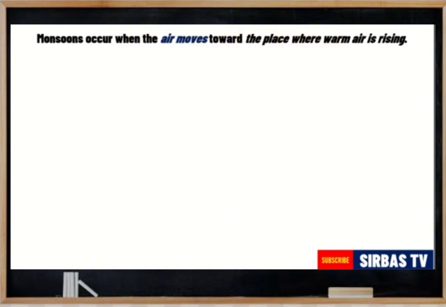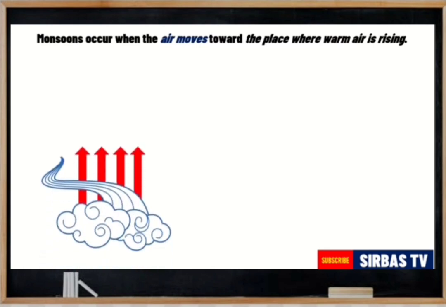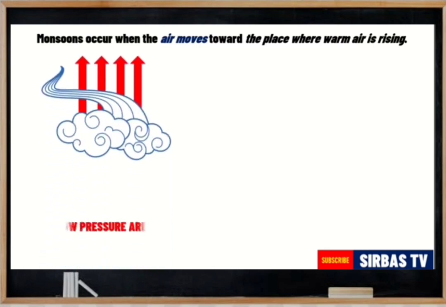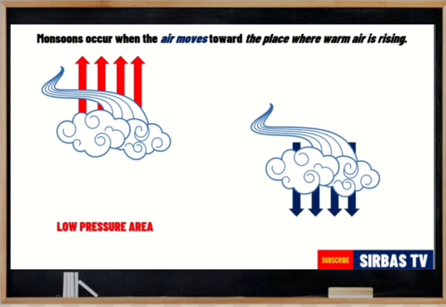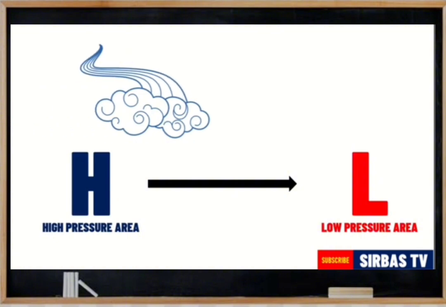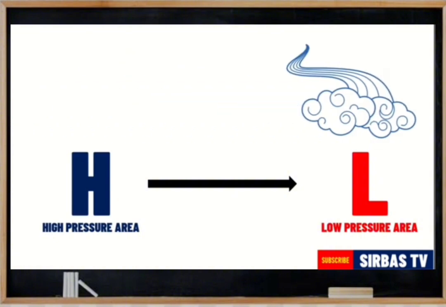Monsoons occur when the air moves toward the place where warm air is rising. The area where there is warm rising air causing cloud formation is called a low pressure area. On the other hand, the area where cold air sinks is called the high pressure area. The wind moves from the high pressure area to the low pressure area.